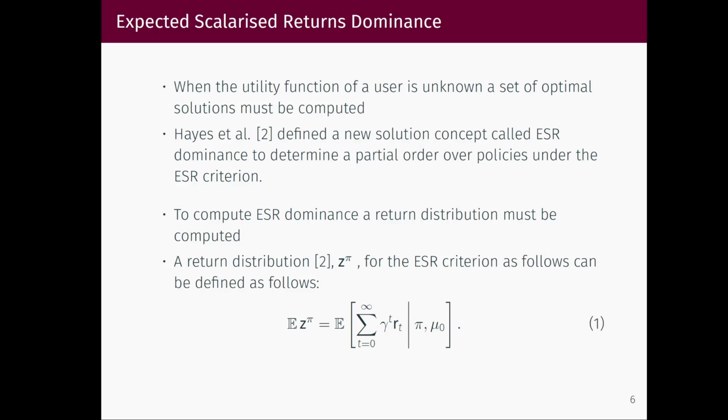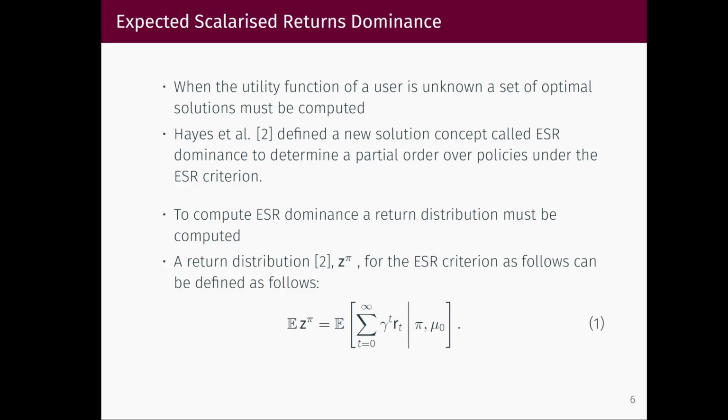Generally in the MODM literature, when the utility function of a user is unknown, a set of optimal solutions is computed and returned to the user. In the SER case, Pareto dominance can be used, and the Pareto front is returned to the user. However, this isn't really applicable for the ESR criterion, so a new solution concept was defined by Hayes et al., known as ESR dominance. ESR dominance can be used to give a partial order over policies under the ESR criterion. To compute ESR dominance, a return distribution must be computed.